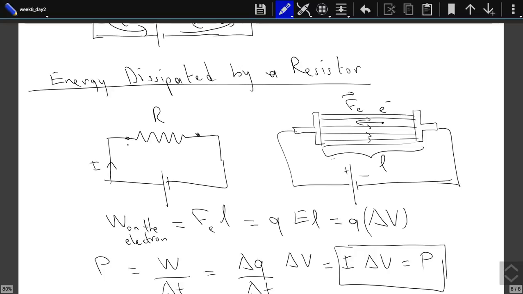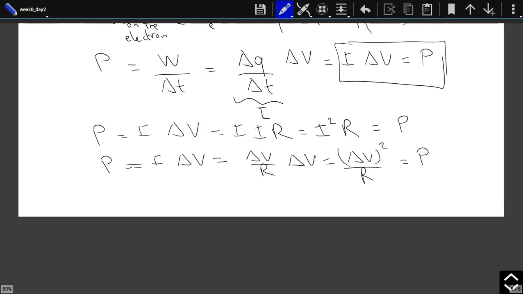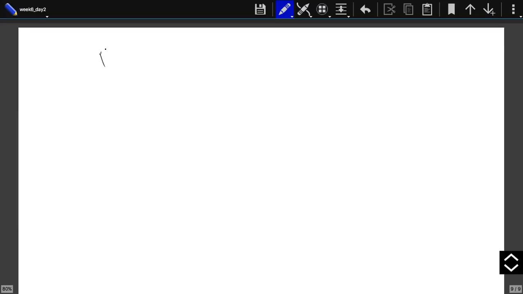Well, if we apply the same principle to the battery, the battery does the same thing. It takes positive charge from the negative terminal and puts it into the positive terminal. So it moves the charges across a potential difference of delta V. So we can say that the power of a battery will also be I times delta V. Delta V is the potential difference created by the battery, the voltage of the battery.